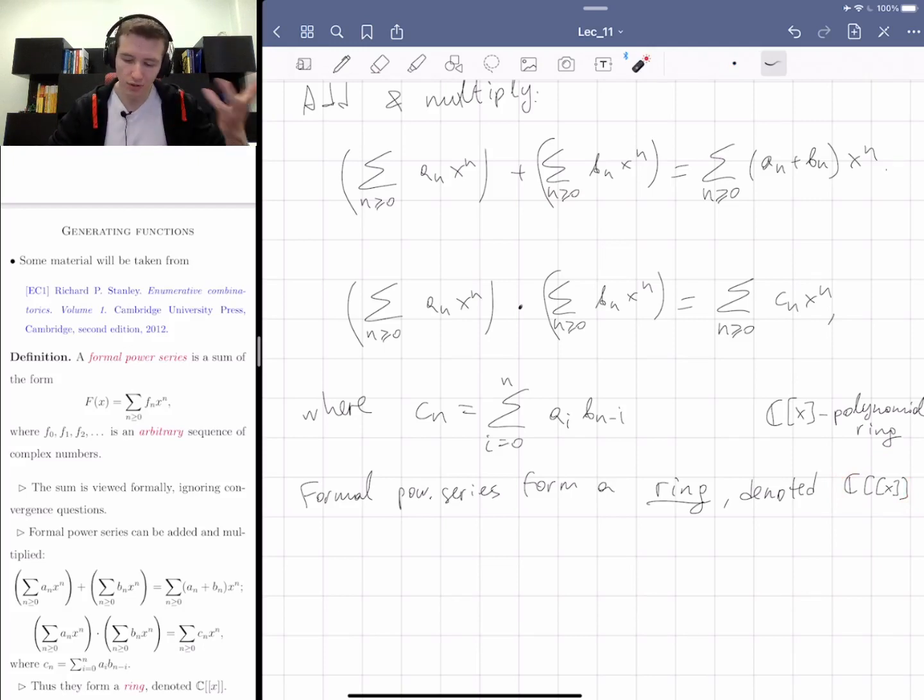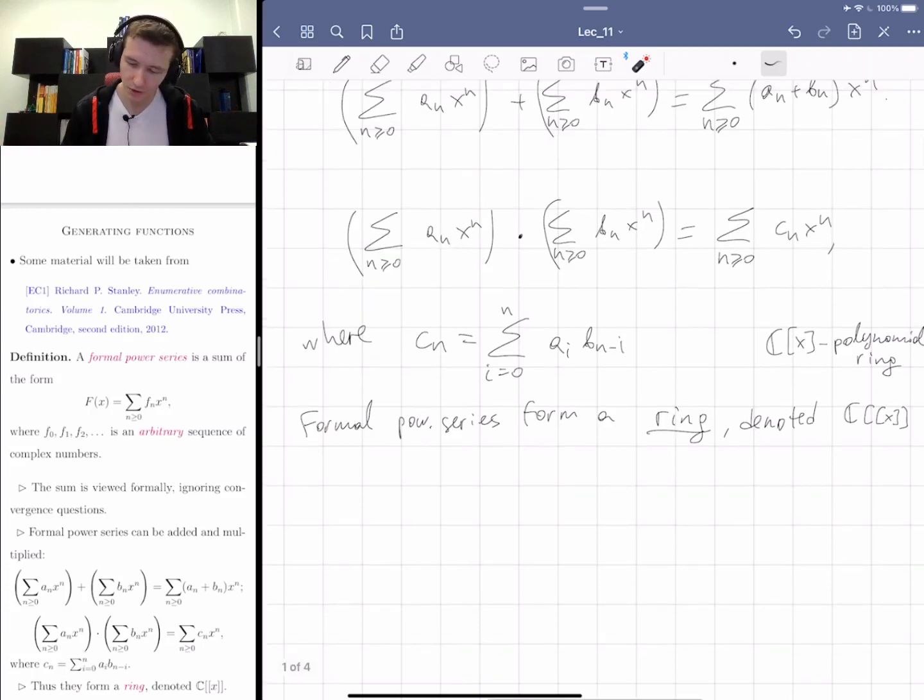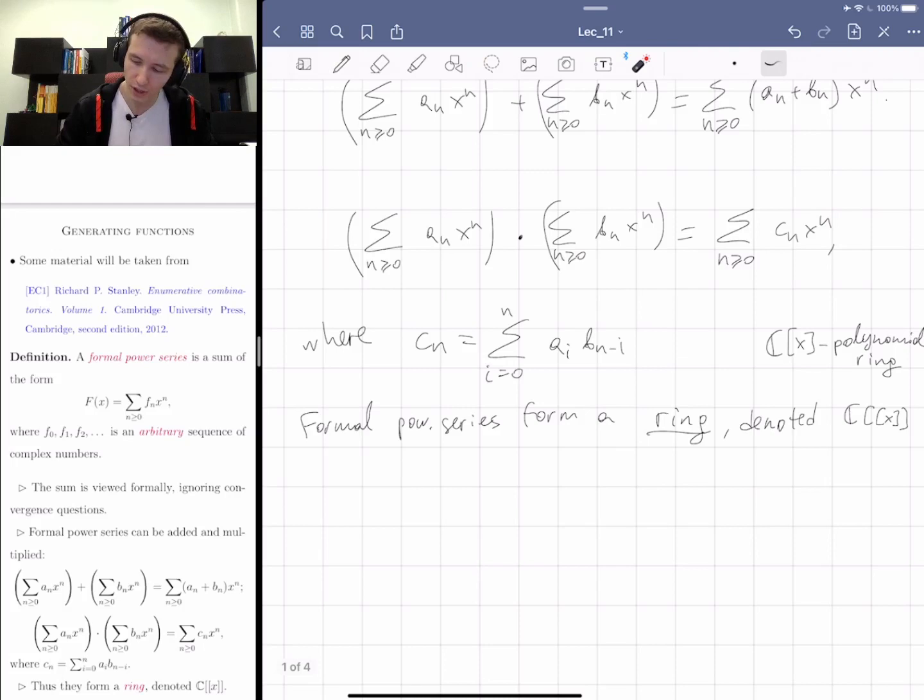If you don't know, a ring is a structure where you can add and multiply. Like matrices or integers, you cannot always divide, and we're going to discuss that. But you can always add, subtract and multiply. That's the structure we're going to work with. Any questions so far?